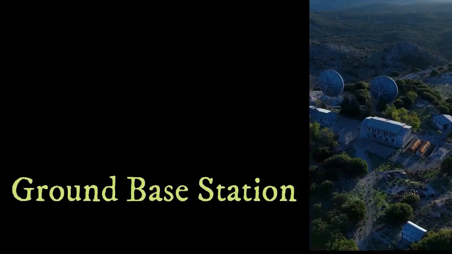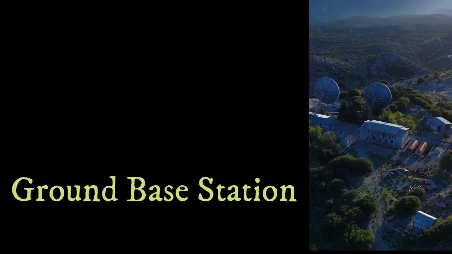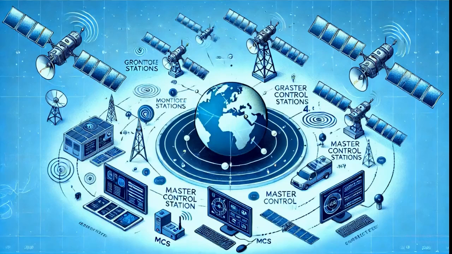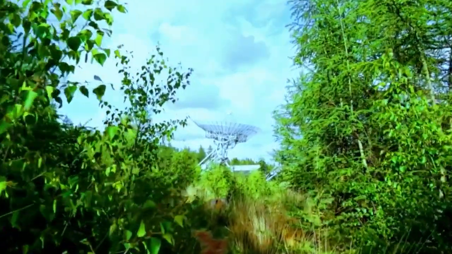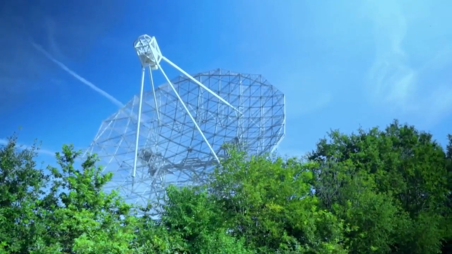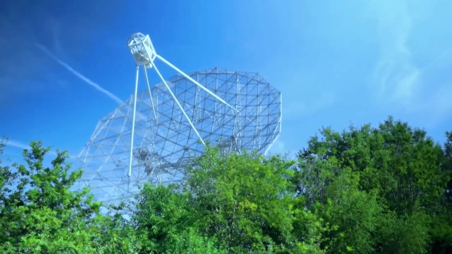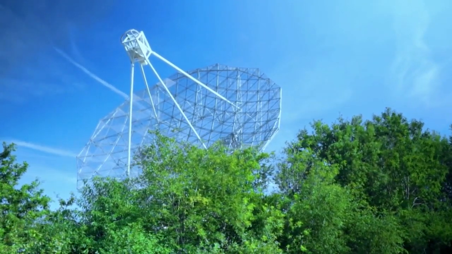Now the question arises, what are ground-based stations in the GPS system and how do they work? The Global Positioning System, GPS, relies on a network of satellites, ground-based control stations, and user receivers to provide accurate location data. Ground-based stations, also known as GPS control stations or reference stations, play a crucial role in maintaining the accuracy and reliability of the system.